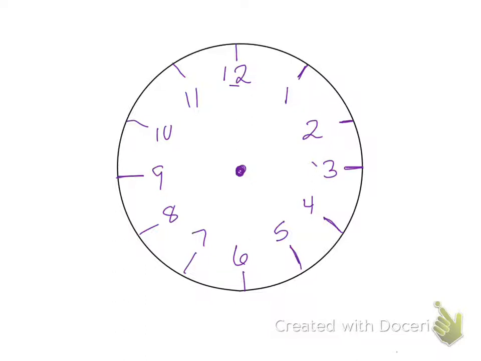And the hand I use to tell the hour is the short hand. Okay, the short hand tells me what hour it is. The long hand on the clock is called the minute hand, and it tells us the minutes past the hour.